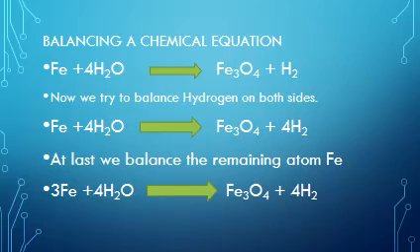At last we balance the remaining atom, that is Fe. So if we see on RHS Fe3O4 is present, so we require 3 Fe on LHS as well. So we are going to write 3 Fe plus 4H2O gives you Fe3O4 plus 4H2. Now we can see all the atoms Fe, hydrogen and oxygen are all balanced. You can try balancing different equations.